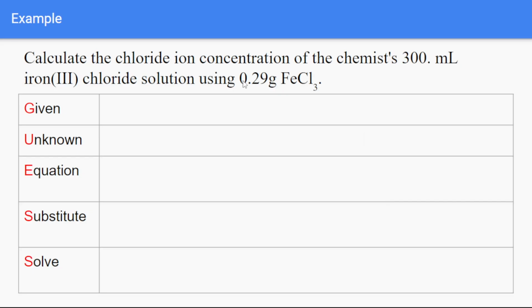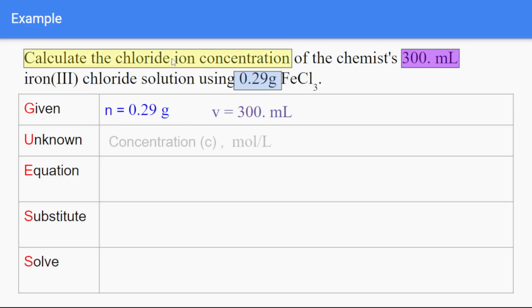In the example we're going to look at here, what's given is 20.29 grams of iron 3 chloride, and we also have the volume in milliliters. We're solving for the concentration of chloride ions, and we're going to assume moles per liter, or molar. So your unit could be either moles over liters or capital M. We're assuming this because it doesn't specify what unit we're solving for, so we always assume moles per liter if it doesn't ask for something other than that.